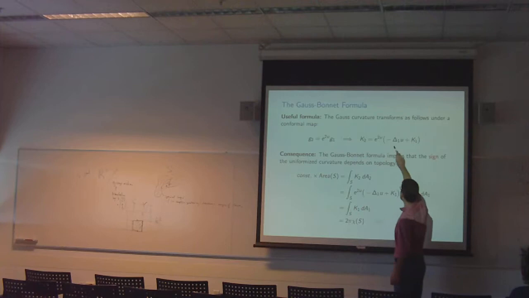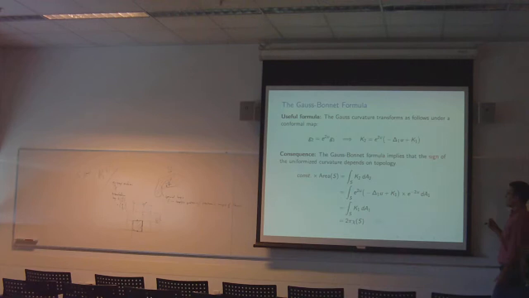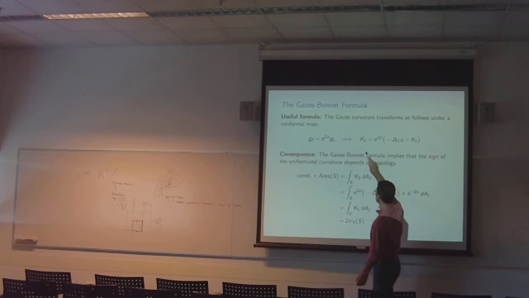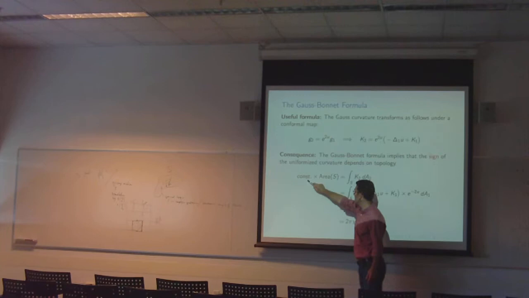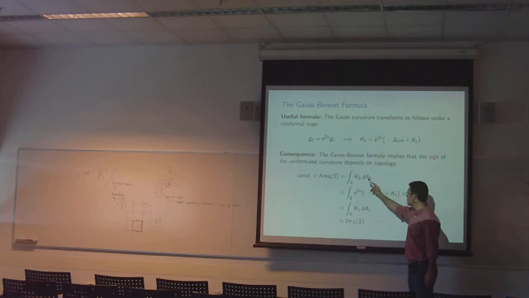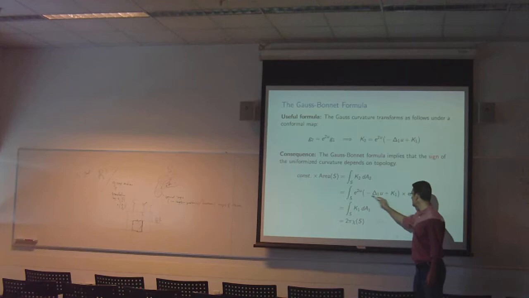Okay? All right, so let's integrate both sides of the equation. Let's assume that G2 is the uniformized metric. So G2 has constant curvature. We don't know what that curvature is just yet, so let's integrate. You integrate on the left, you get a constant multiplied by the area of the surface. That's what you're integrating, right? And that's equal to K2 times dA2. And then let's replace K2 with the right-hand side here. You get this formula.